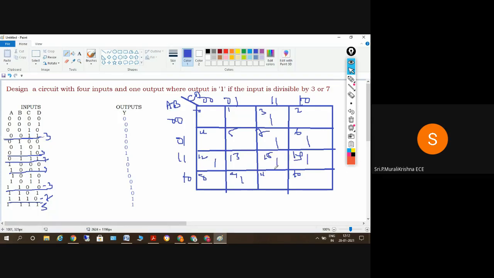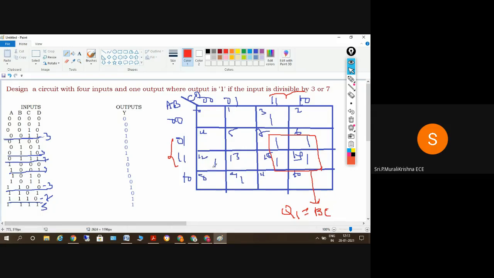Now we can form a quad here. This is one quad. What is this value? For the row term, these two rows give A bar B plus AB, so A plus A bar, B common, we get B. For the column term, these two columns give C. So it is BC.